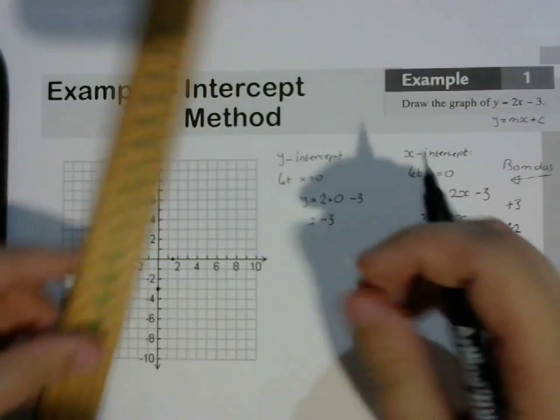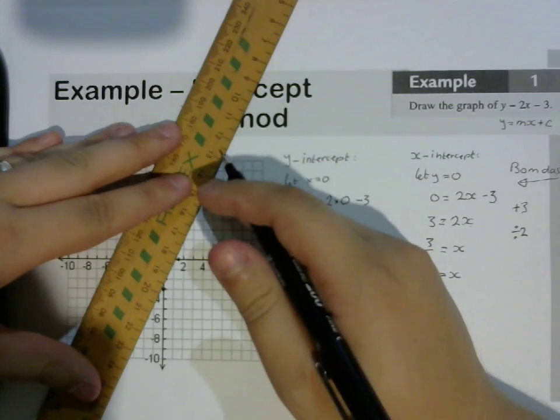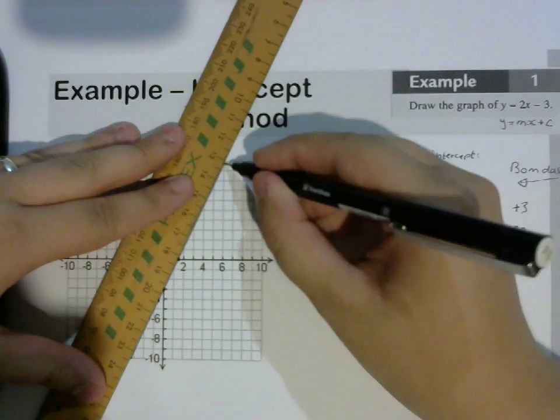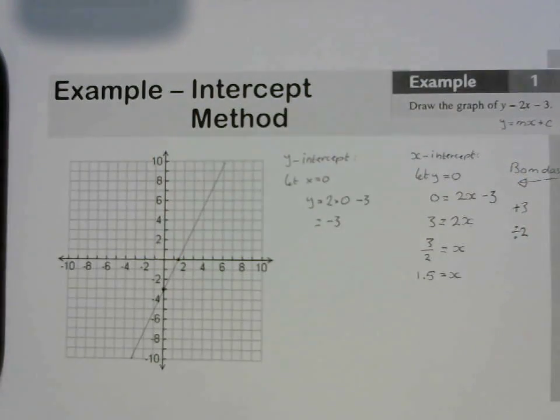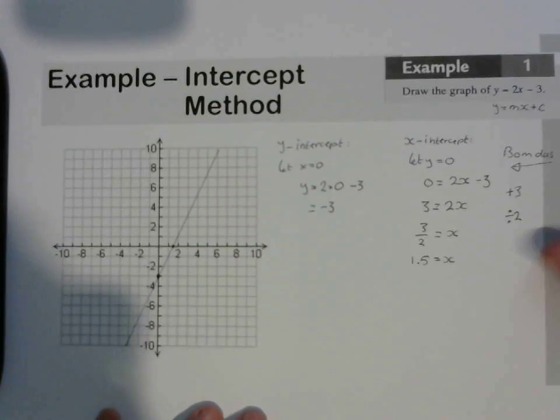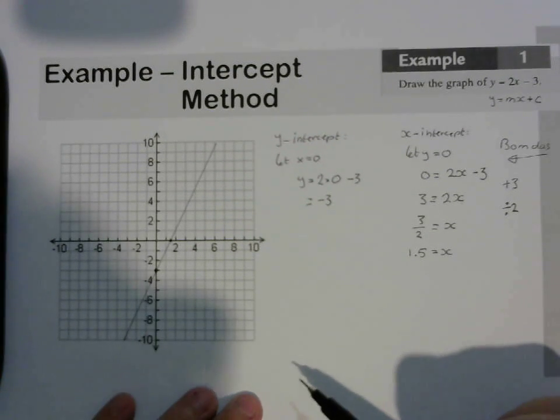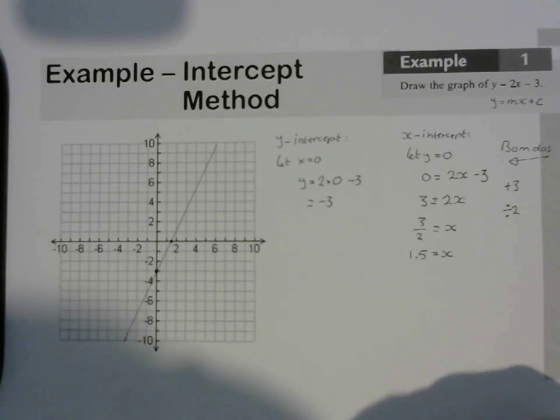Then I'm simply going to take my ruler, I'm going to connect up my 2 dots, and I'm going to graph it. And there you have it. That's the graph for the equation y equals 2x minus 3.